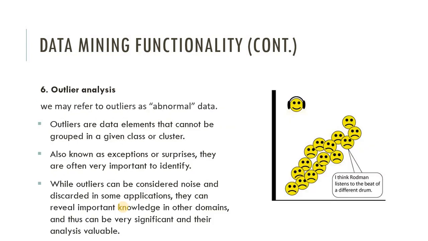The other is outlier analysis. We may refer to an outlier as abnormal data. Based on the figure, we can see that there is a group of sad people, but in that group there is one other person who is happy. The sad people think that this person listens to the beat of a different drum. All those people listen to sad songs, that is why they feel sad, so they have similar behavior.